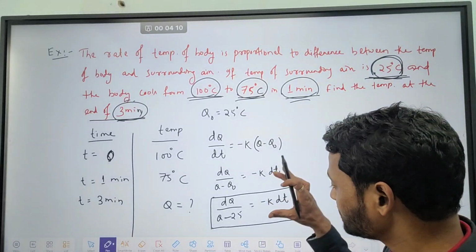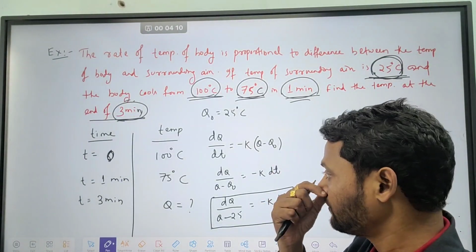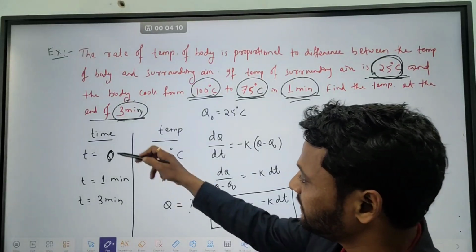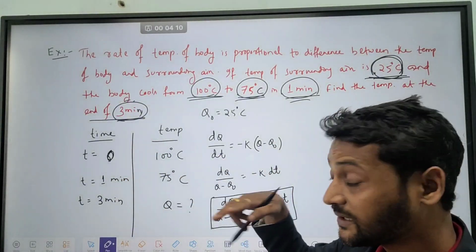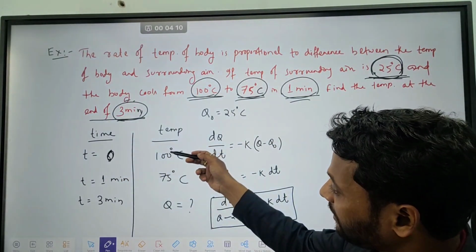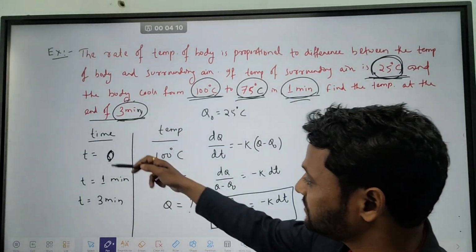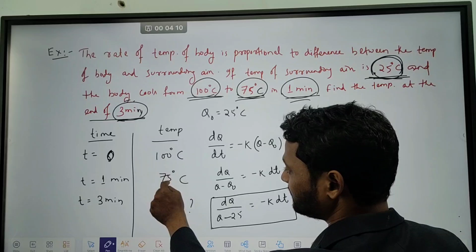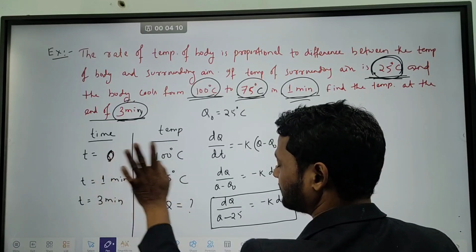While integrating this function 2 times, remember 2 times. For the first time your limit is from 100 degrees Celsius to 75 degrees Celsius. Corresponding time is from 0 to 1. For the second time integration, what do we have to do? 100 degrees Celsius to theta degrees Celsius and 0 to 3 minutes. Meaning for the first time integration, lower limit is 100, upper limit is 75, time is 0 to 1.